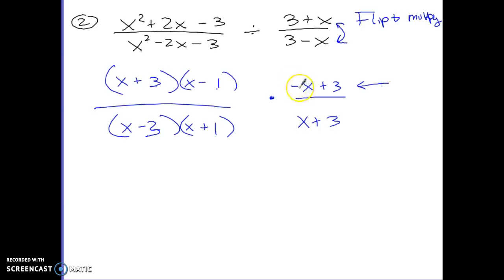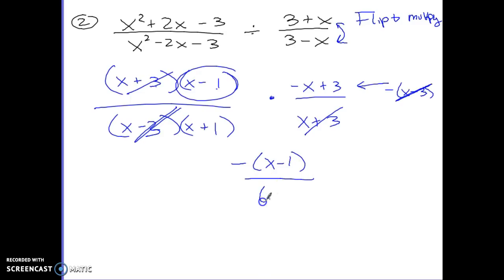So the only other thing that I can do is this right here. I don't like seeing negatives out front. I always want to factor those out. So I'm going to factor out the negative. Now I have this piece canceling with this piece, and this canceling with this. Now the negative didn't cancel out, so on the top I'm going to have negative, and then this guy, and on the bottom, x plus 1.